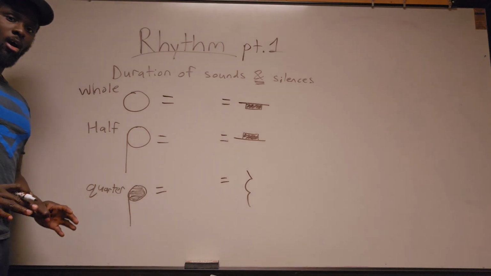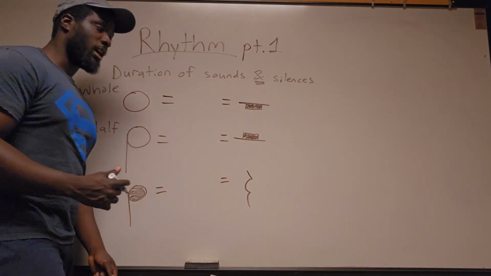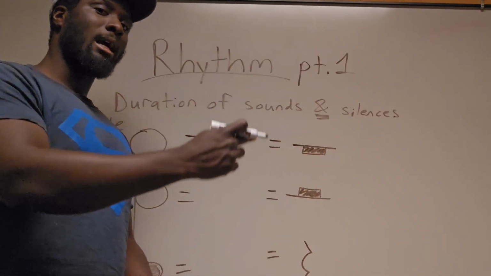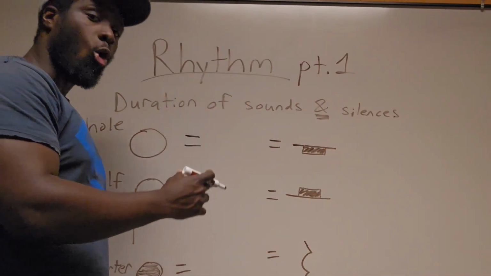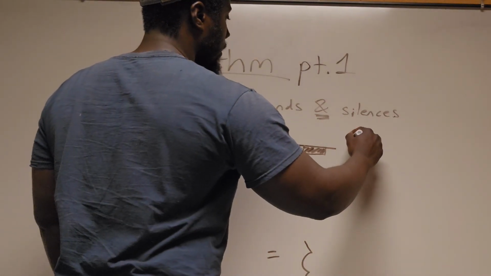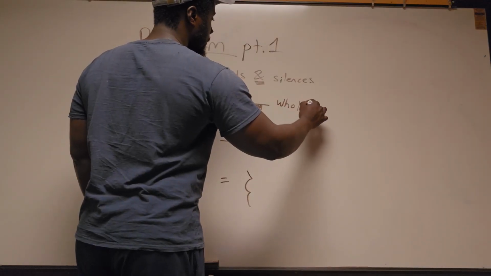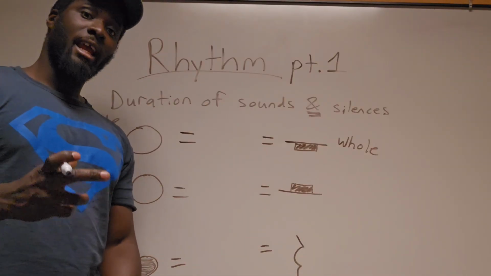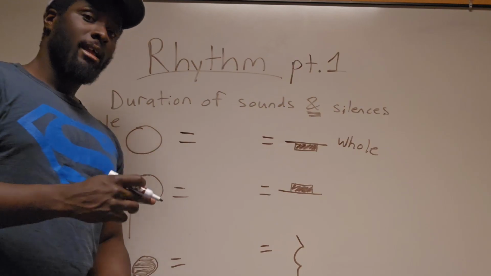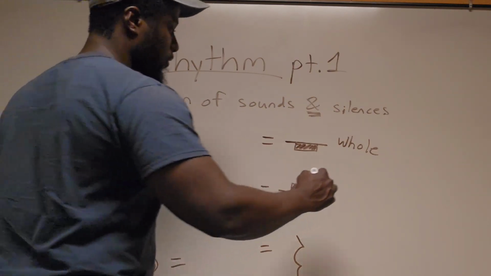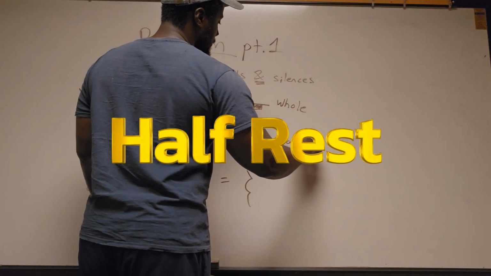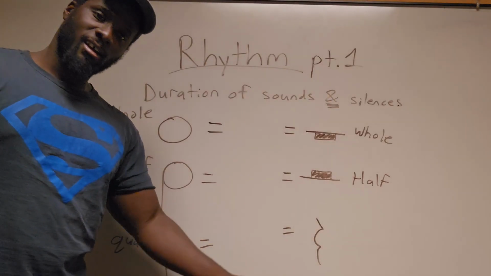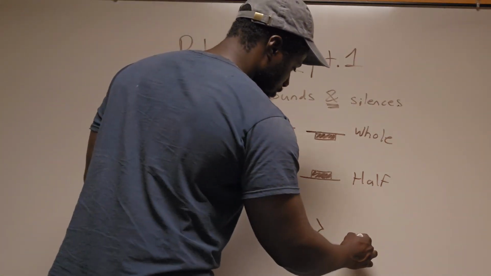I'm going to explain that all to you in further detail as the video goes on. This right here, again, if you see a line and you see a box hanging below that line, that's a whole rest. So this is a whole as well. Now, if you see a line and you see a box hanging above the line, that's a half rest. And last, if you see this squiggly line right here, that's called a quarter rest.